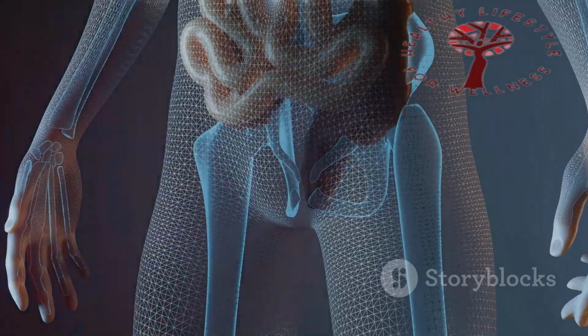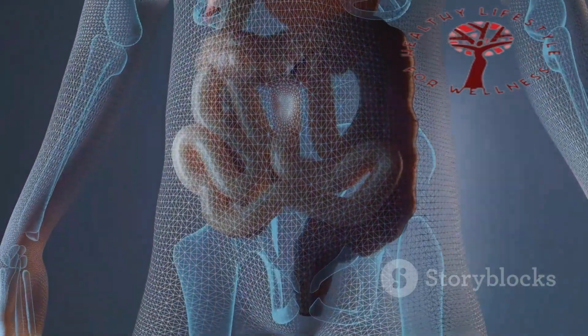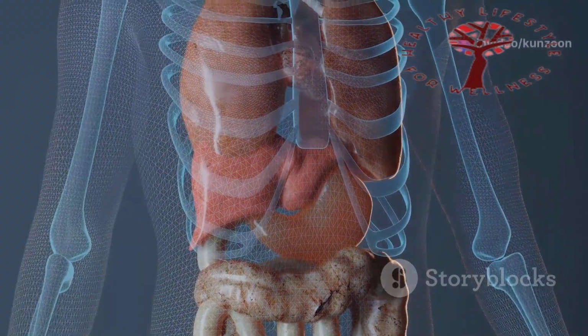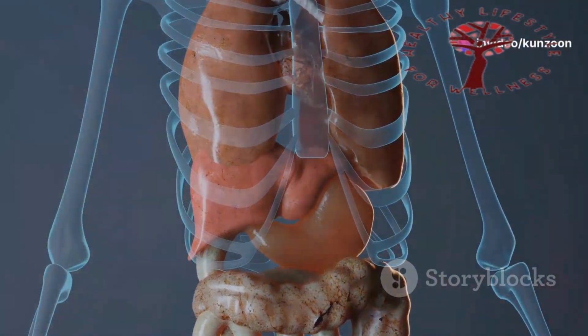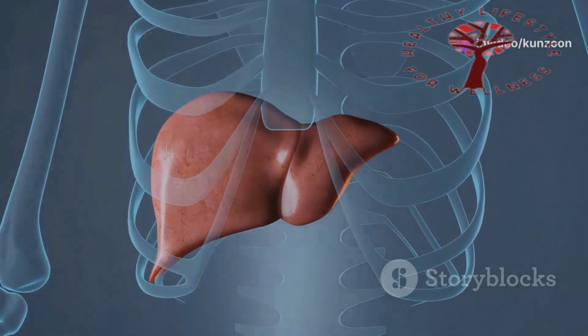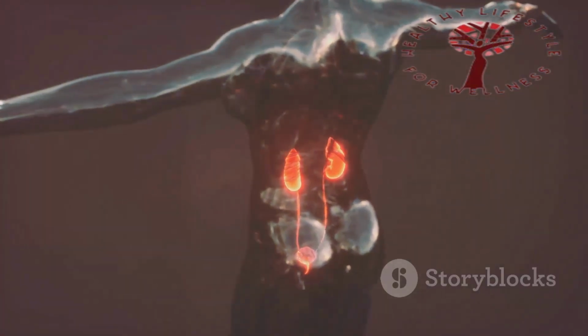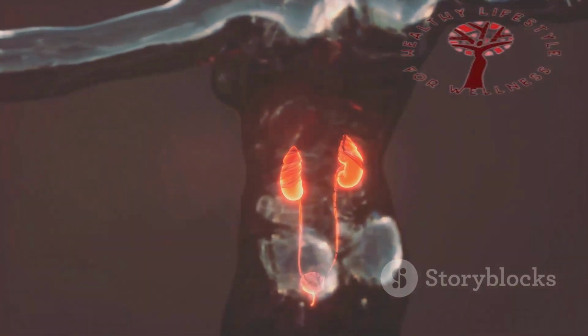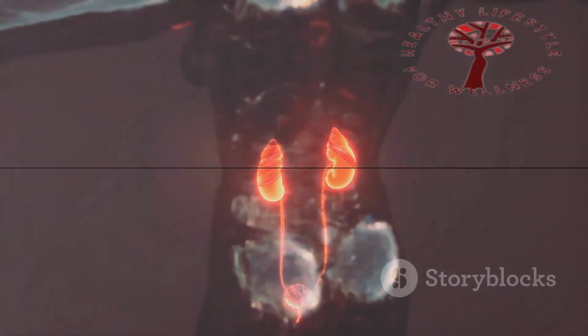The RAAS helps regulate fluid balance by influencing the reabsorption of water and sodium in the kidneys. Aldosterone, a hormone of the RAAS, promotes the retention of sodium and water in the body, which helps maintain blood volume and blood pressure. At the same time, it regulates the excretion of potassium and hydrogen ions, ensuring electrolyte balance.